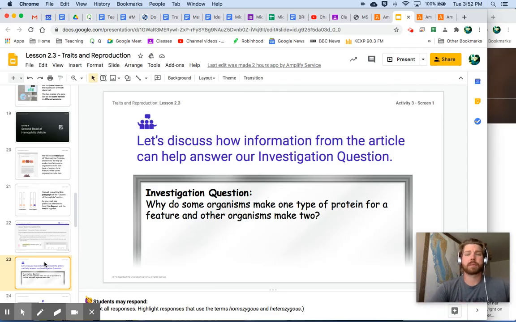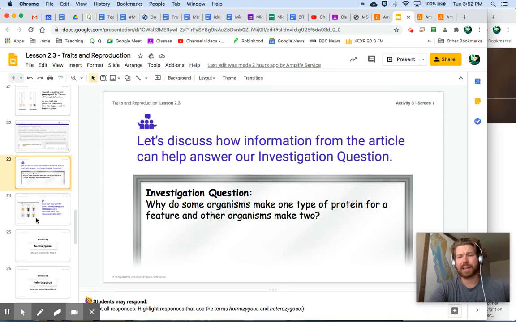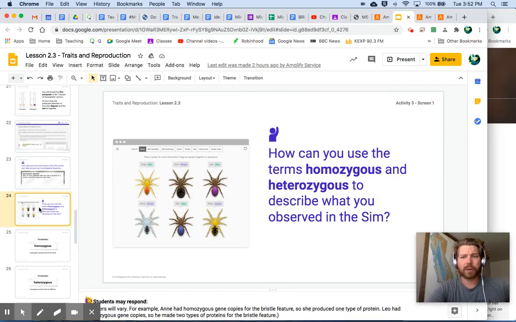Why do some organisms make one type of protein for a feature and other organisms make two? Some of you already have a really good idea of why this is. But again, we will discuss this. We're going to keep working with this just so we make sure we really understand it.